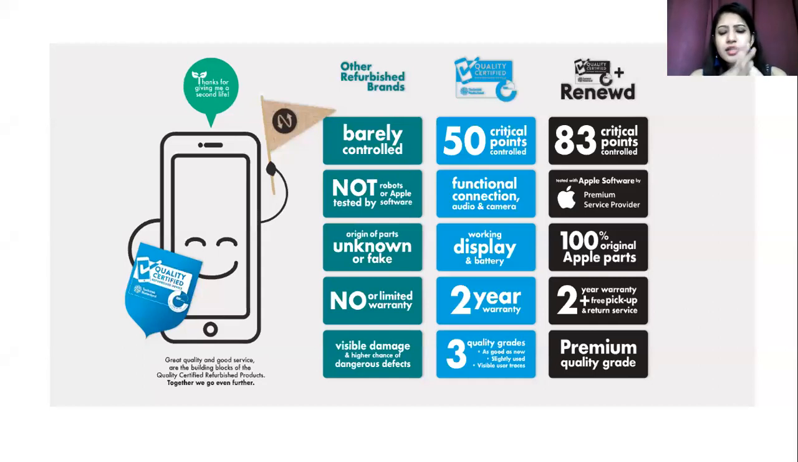And once these products are checked and verified, we can say that the external and internal parameters are verified, and then they are given a certificate. These products are classified, or we can say conditioned, as certified refurbished products.